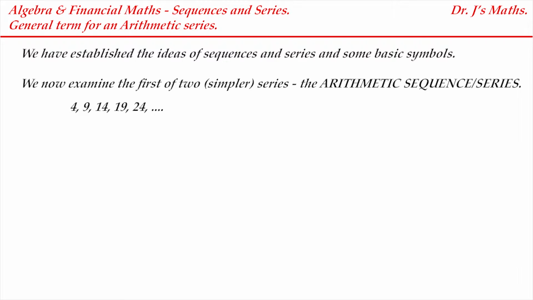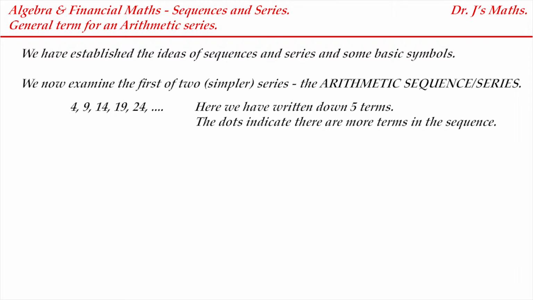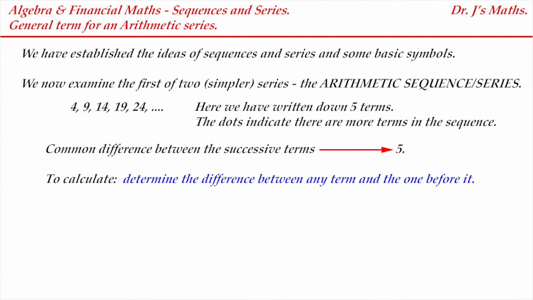So take 4, 9, 14, 19, 24, separated by commas, therefore a sequence. Here we have written down 5 terms. The dots at the end indicate that there are more terms in the sequence. Now the common difference between the successive terms is clearly 5. And to determine that difference, we always look at the difference between any term and the one before it.